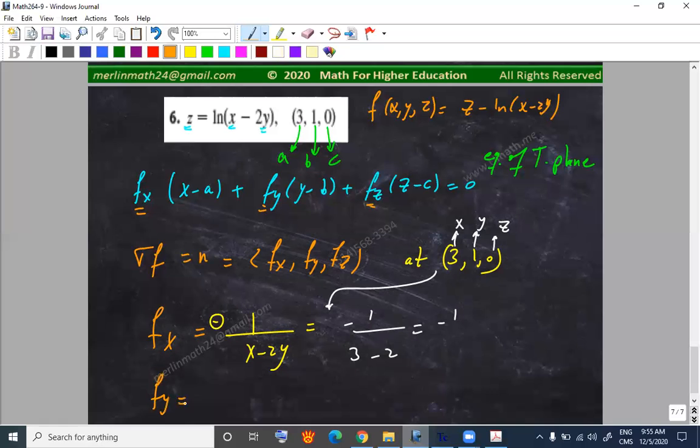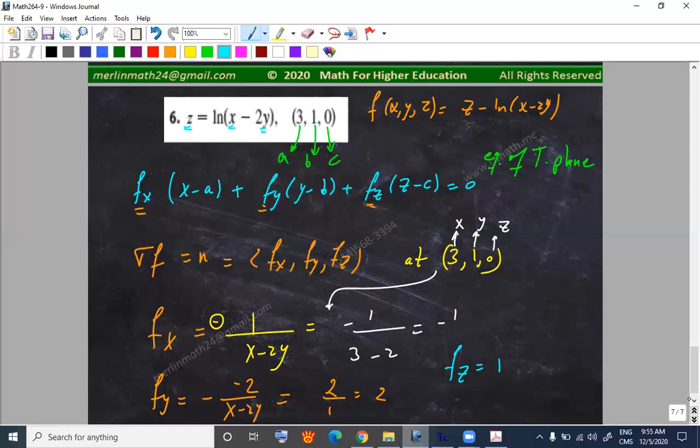Let's do fy. You get into the ln, again it's minus 1 over x minus 2y, and deriving the y would be minus 2. So the bottom is the same, by the way: 2 over 1. Okay, let's do fz now, deriving with respect to z. I don't have z here, so it's 0. Okay, so it's only 1.